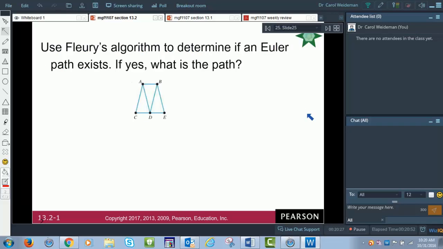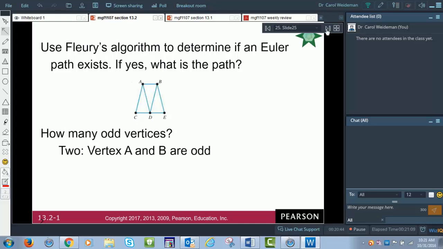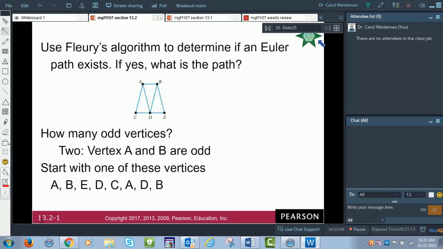Okay, so let's try a couple of problems to finish up. Use Euler's algorithm. Determine if the Euler path exists. If yes, what is the path? Okay, how many odd vertices are there? All right, so how many odd? Let's take a look. So A is odd, B is odd, C is even, so there's 2. So what does that tell us? Start with one of the vertices, and we're going to end at the other vertex.